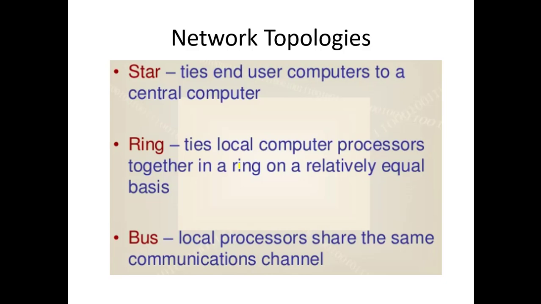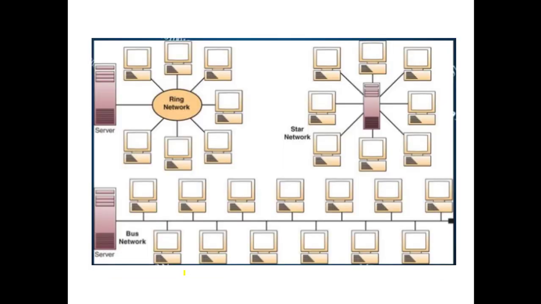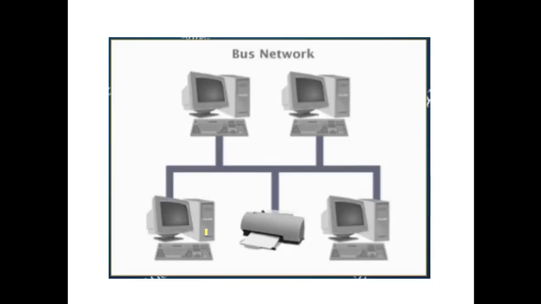Next, we have different network topologies. When we say topology, it is a network design. We have here the star topology, which ties end user computers to a central computer. There will be a central computer in between, and it will control all the personal computers connected. Those personal computers or devices, we call nodes. We have also the ring, which ties local computer processors together in a ring. It means a circular design on a relatively equal basis. And we have here the bus, where local processors share the same communications channel. So we have here images of the ring network, star network, and the bus network. This is a bus network.